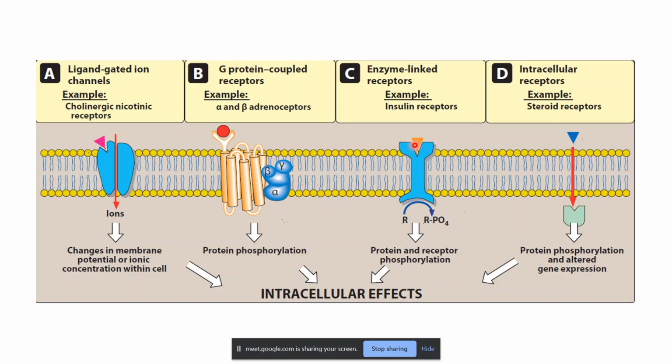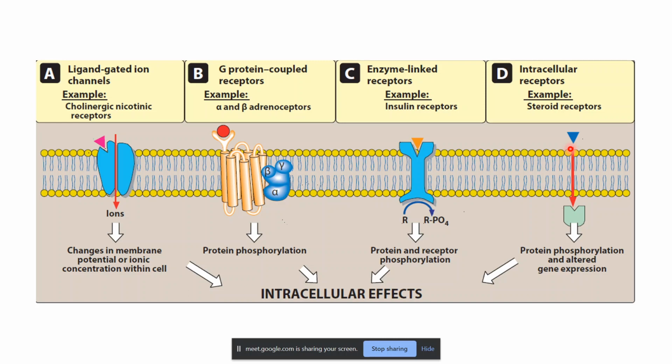Then the third type is enzyme-linked receptors, and insulin receptors are one of the most extensively studied ones. Enzyme-linked receptors will also lead to phosphorylation, but they are activated by hormones like insulin, and they will lead to a change in the state of the enzyme that will facilitate the reaction.